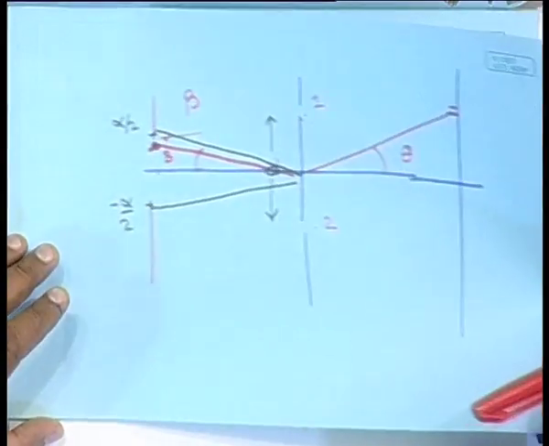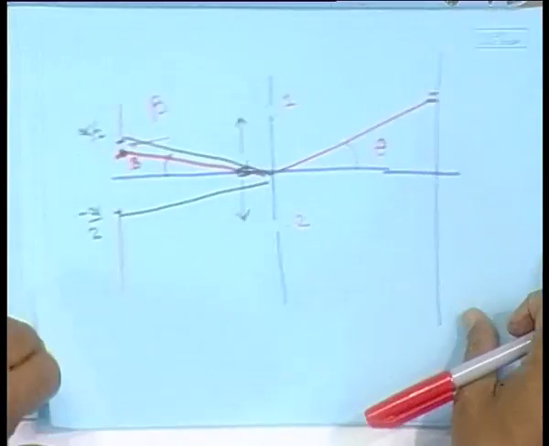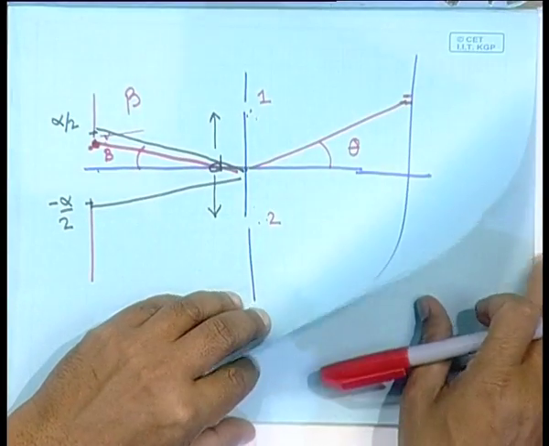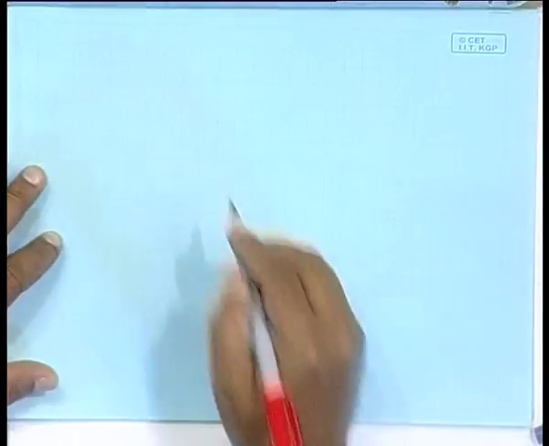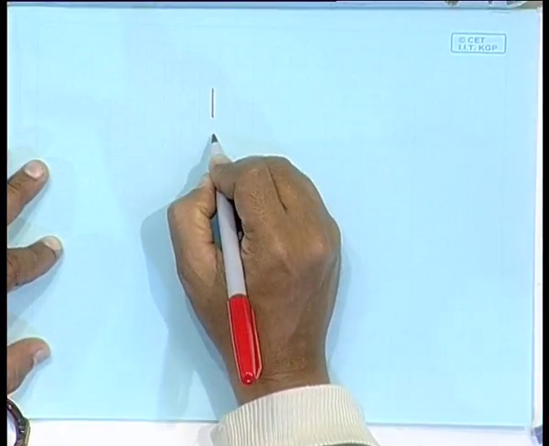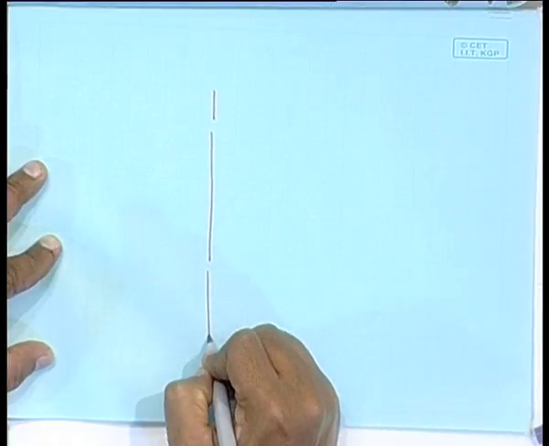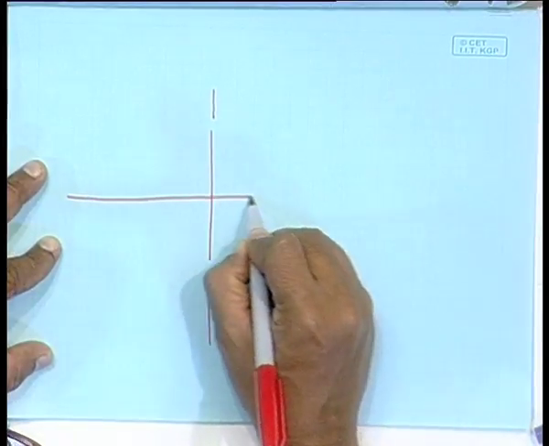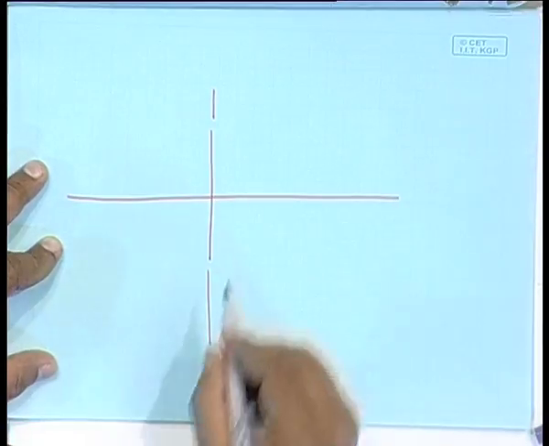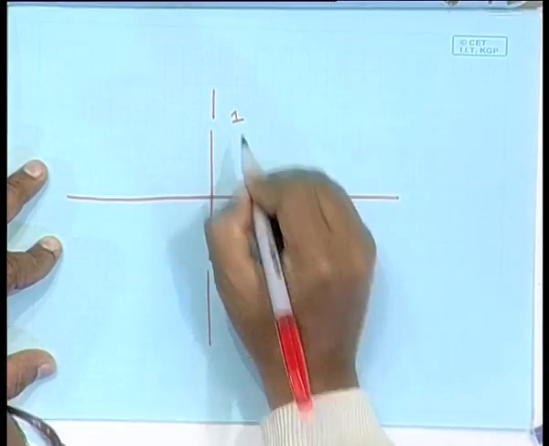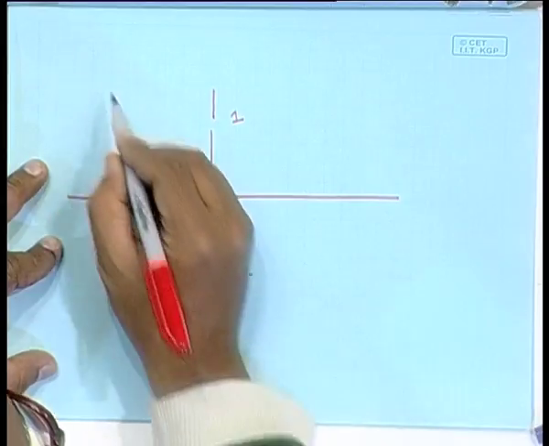So, let me draw the picture in a different way and the phase difference should be clear. So, these are the two slits. We will call this slit 1, we will call this slit 2.